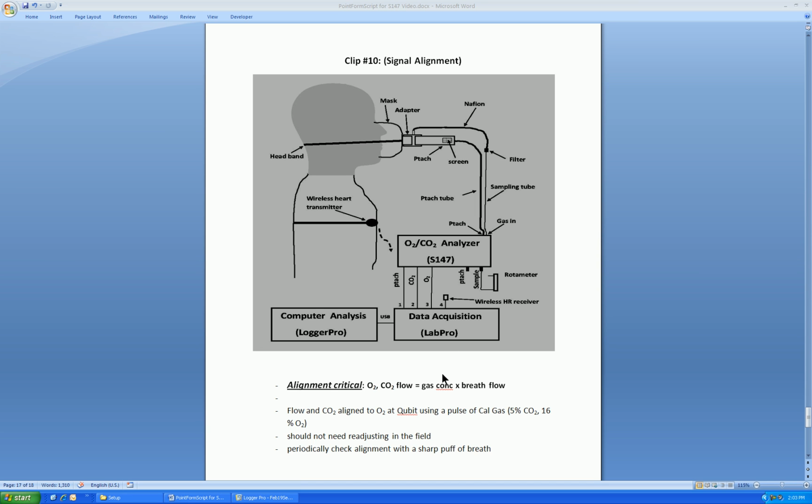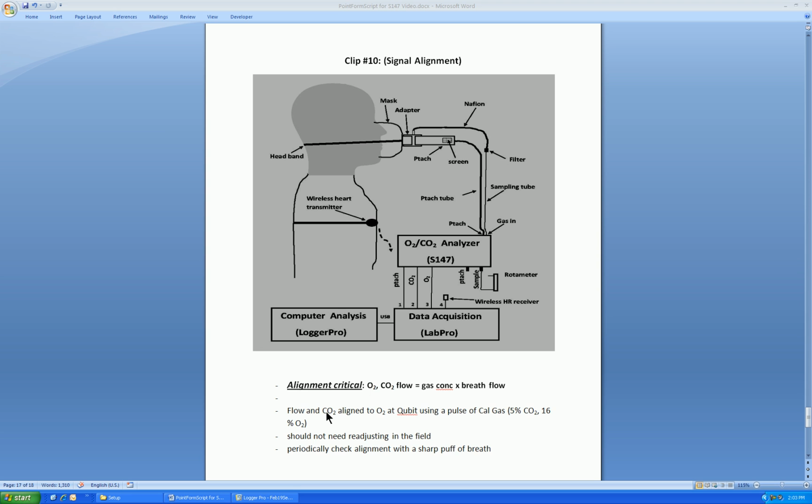Now it's absolutely critical that the gas signals be aligned with the breath flow. The reason is, in the calculations to obtain oxygen and carbon dioxide flow, and hence their volumes, the respective gas concentration is multiplied by the flow sample corresponding to that concentration.